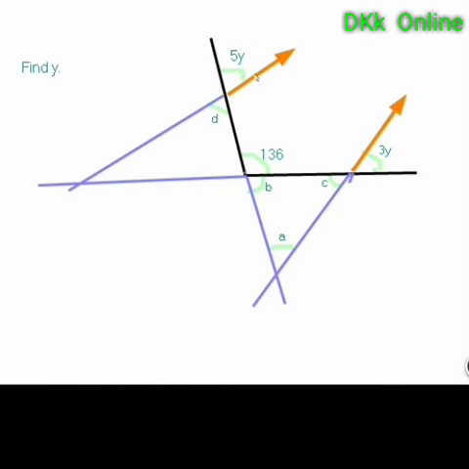If you look at 5y and D, you can see that D is equal to 5y by vertically opposite angles. Remember, in your parallel lines, always write out your reasons, the reasons of whatever you have stated. So this is vertically opposite angle D.